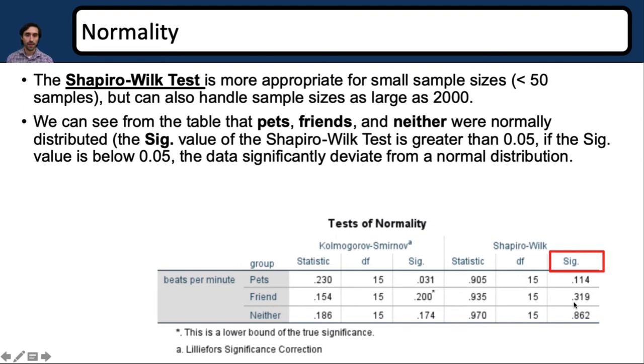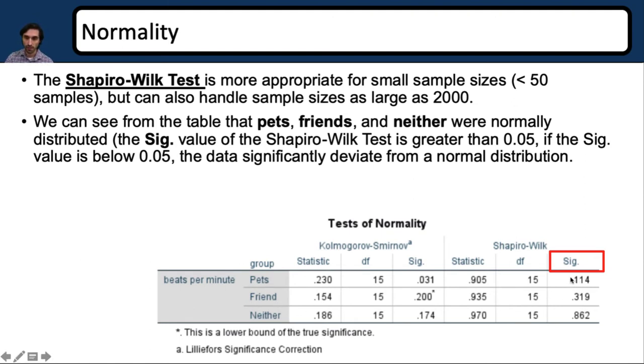So if, from this test of normality, you look and find a 0.04 within the Shapiro-Wilk, that means that piece is significantly deviated from the normal distribution. So let's look at neither, pets, and friends.